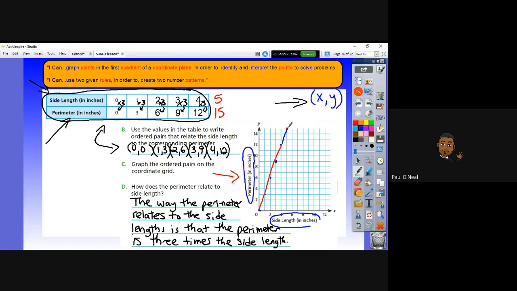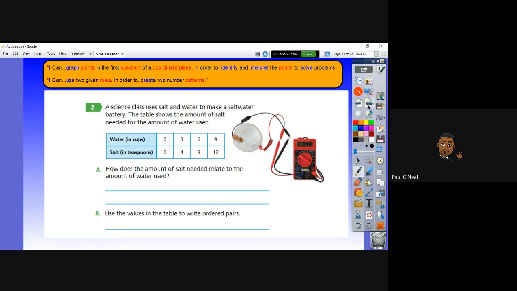All right, let's try another one. Hopefully it didn't seem too confusing, but let's try this one. A science class uses salt and water to make a salt water battery. The table shows the amount of salt needed for the amount of water used. So the amount of water in cups, if it's 0, the salt in teaspoons would be 0. If the water is 3 cups, the salt would be 4. If the water is 6 cups, the salt would be 8. If the water in cups is 9, then the salt in teaspoons would be 12.